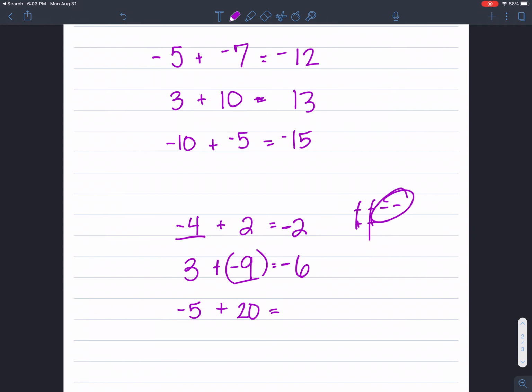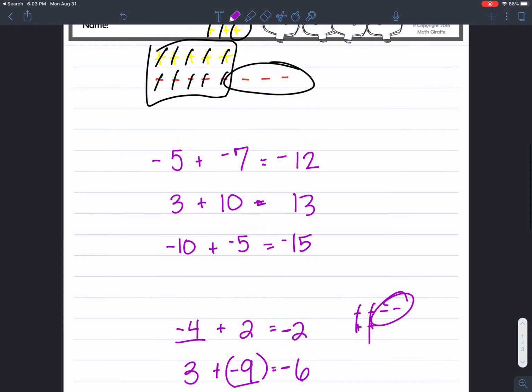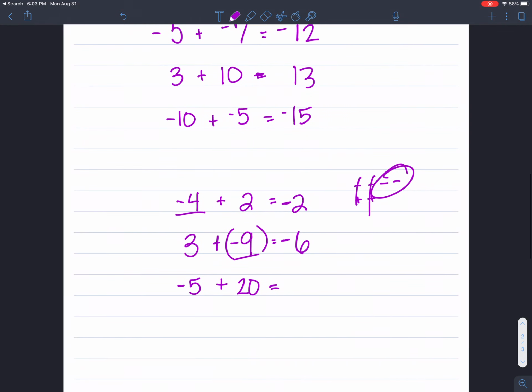We have different signs. So remember, different signs subtract, same signs add. So they're different signs. We subtract 20 minus 5 and we get 15. And we have more positives than we do negatives, so this is a positive answer.